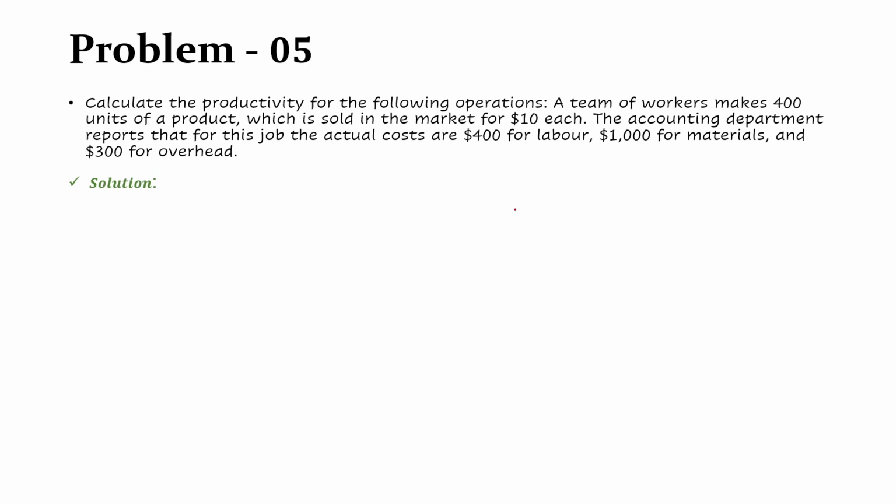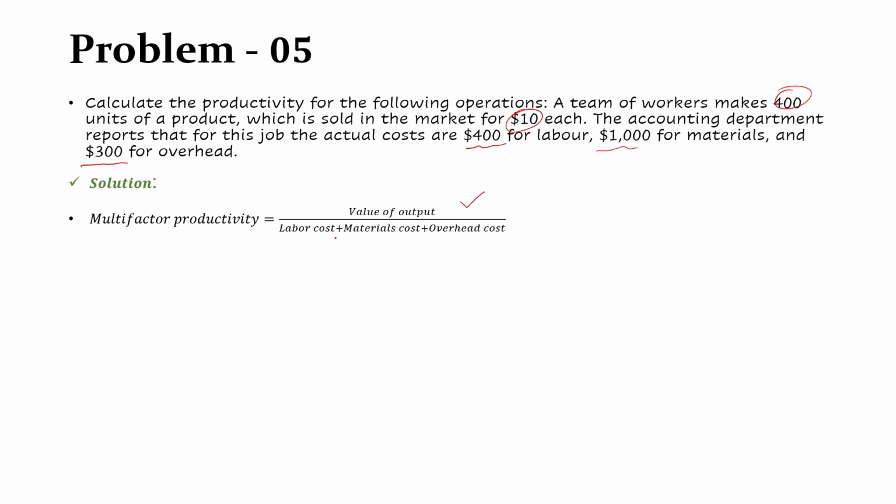In problem 5, you are required to calculate the productivity of an operation where a team of workers make 400 units of a product. Now each product is sold for $10 each. The accounting department reports that for this job, the actual cost is $400 for labor, $1,000 for materials, and $300 for overhead. Now, in order to calculate the productivity, which is called multi-factor productivity because we have multiple inputs, the formula is value of output divided by labor cost, material cost, plus overhead cost.